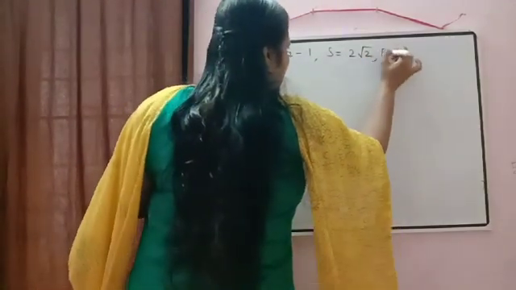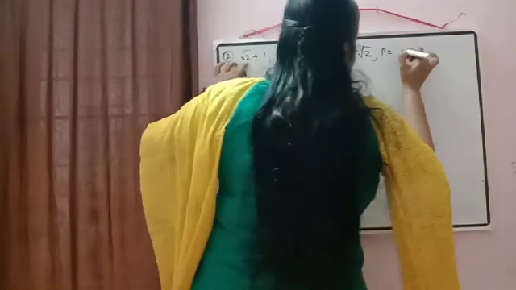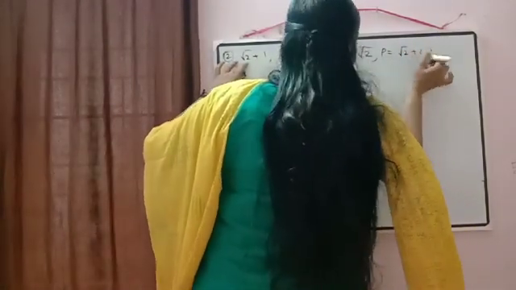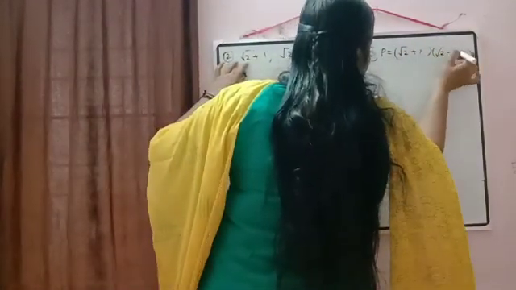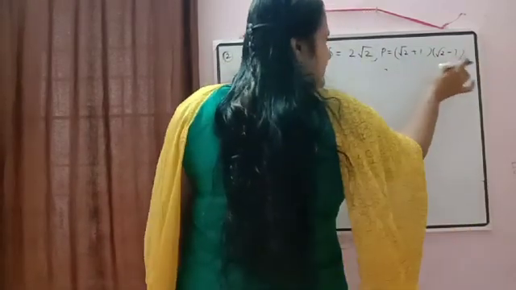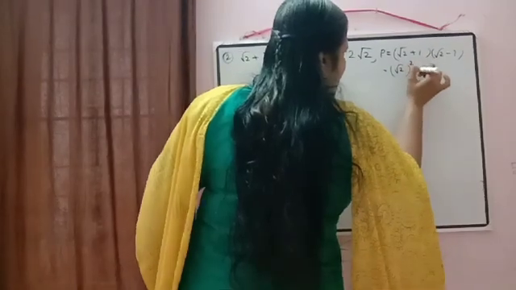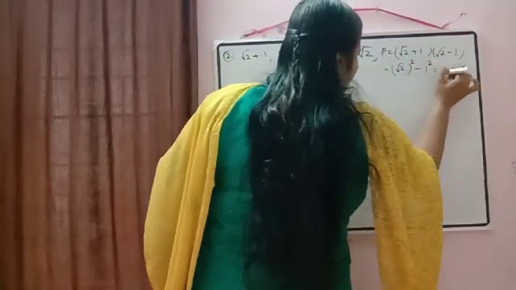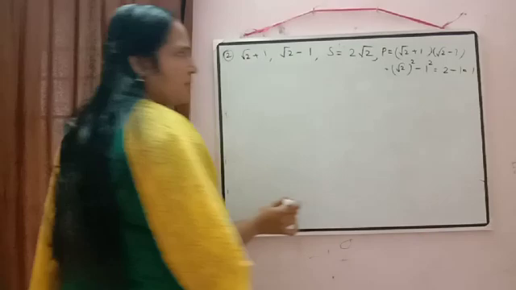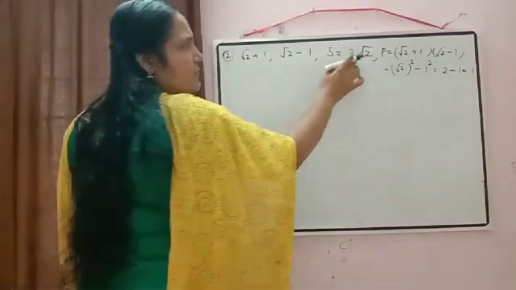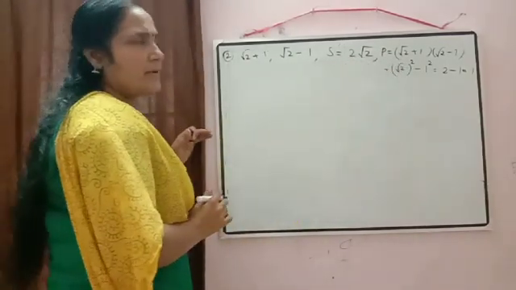Product. Now we are going to multiply these two zeros. Root 2 plus 1 into root 2 minus 1 gives a square minus b square. Then we will get root 2 the whole square minus 1 square. 2 minus 1 will be equal to 1. So the sum is equal to 2 root 2 and the product is equal to 1.